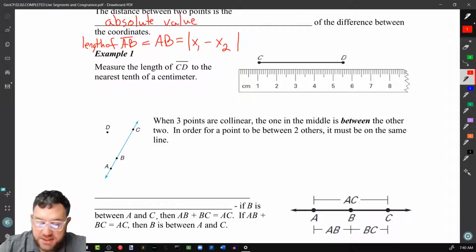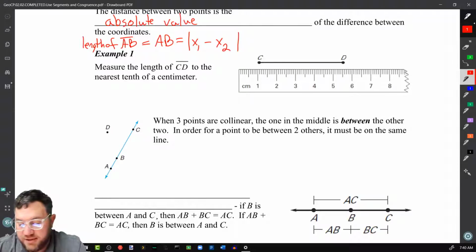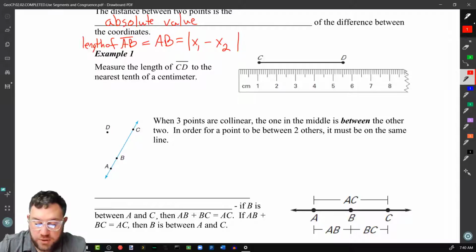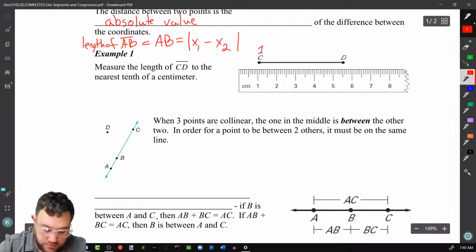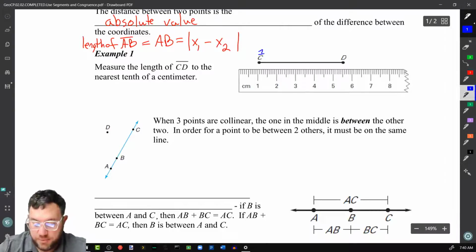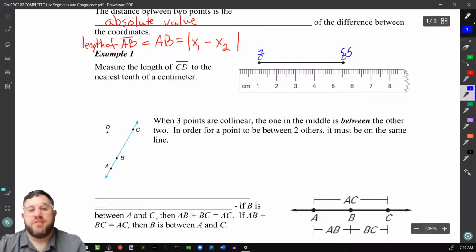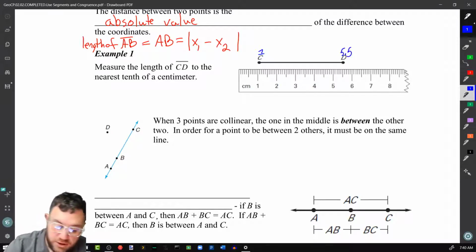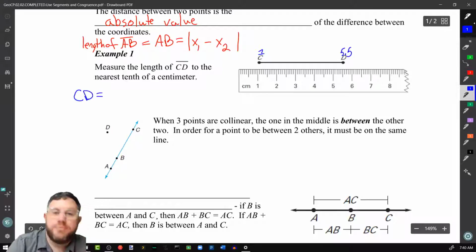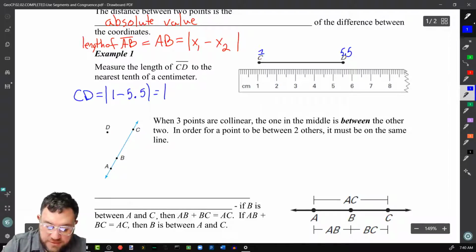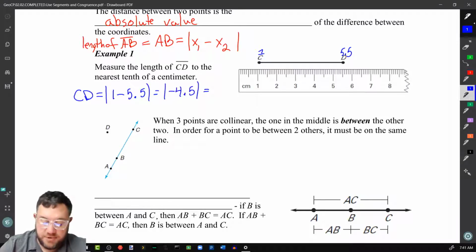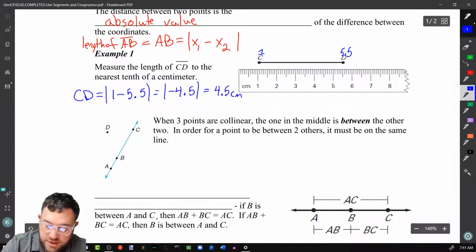Alright, so here we've got segment CD, and we want to measure the length to the nearest tenth of a centimeter. So our coordinate for C looks like it's 1. I'm going to change the color so we don't mix it up with the writing above it. It looks like C is 1, and it looks like D is 5.5. So if we wanted to find the length of CD, we would take the absolute value of 1 minus 5.5. Well, 1 minus 5.5 is negative 4.5, but because we're taking the absolute value, it's positive 4.5, and these are centimeters.